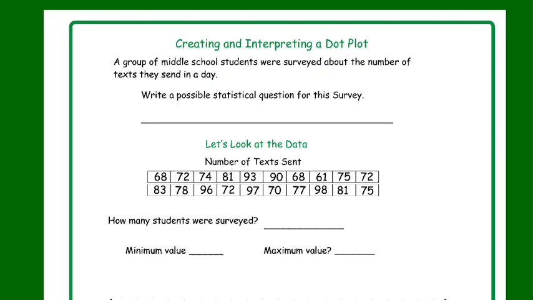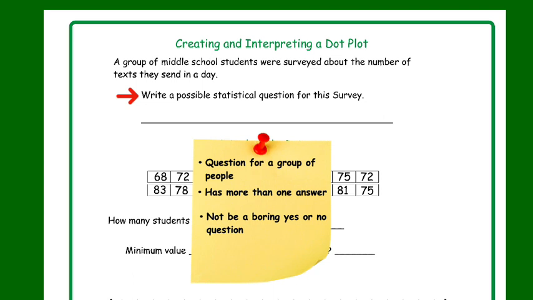So let's begin. A group of middle school students were surveyed about the number of texts they send in a day. Write a possible statistical question for this survey. Remember, a statistical question must meet these three requirements. Question a group of people, not just one or two, have more than one answer, and not be a boring yes or no type of question. We don't need to include the group of middle school students in our question. Pause the video now and write your own possible survey question.